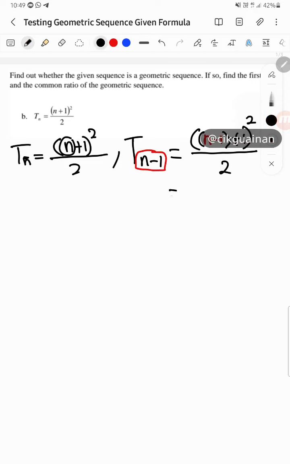Then over here we can simplify. n minus 1 plus 1 leaves us with n, and then the square outside we just put over 2. So that is what we get. Now what? We can replace these two terms inside the formula of r.